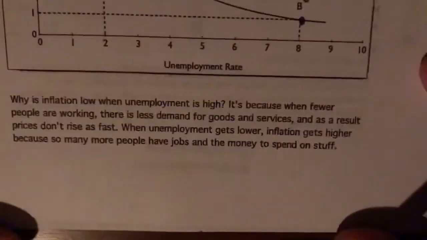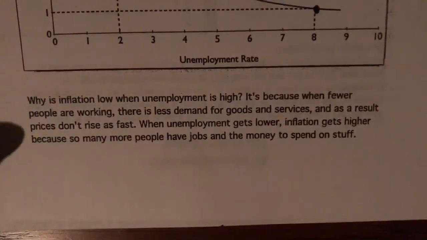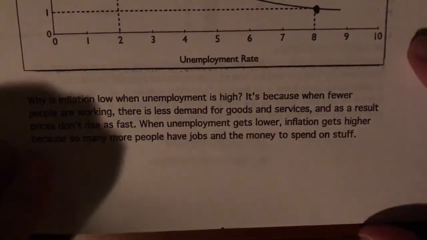So, again, why is inflation low when unemployment's high? That's because when fewer people are working, there's less demand for goods and services, right? As a result, prices don't rise that fast. When unemployment gets lower, inflation gets higher because so many people have jobs and money to spend on stuff. Okay, so hopefully that was simple.